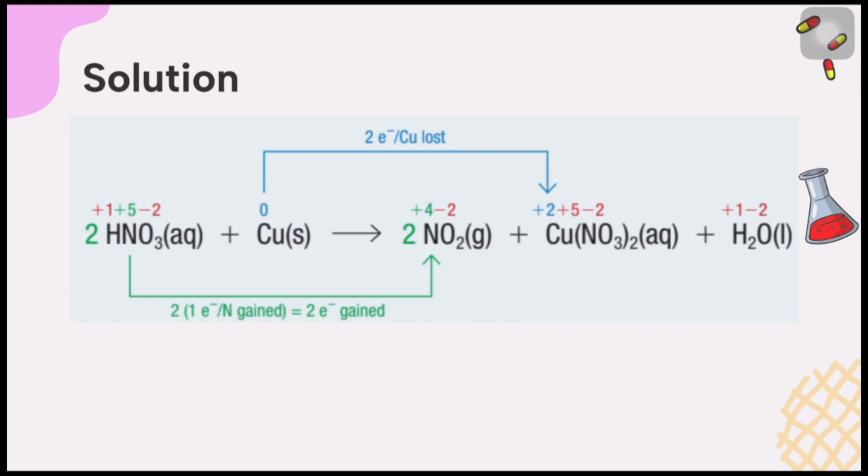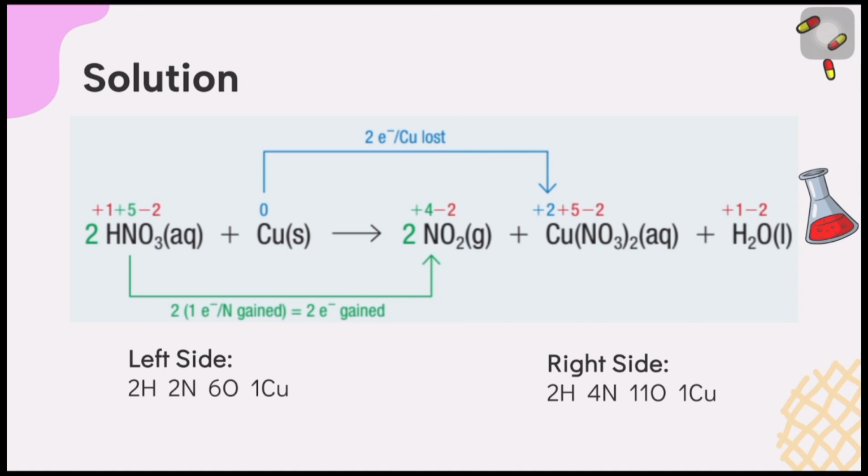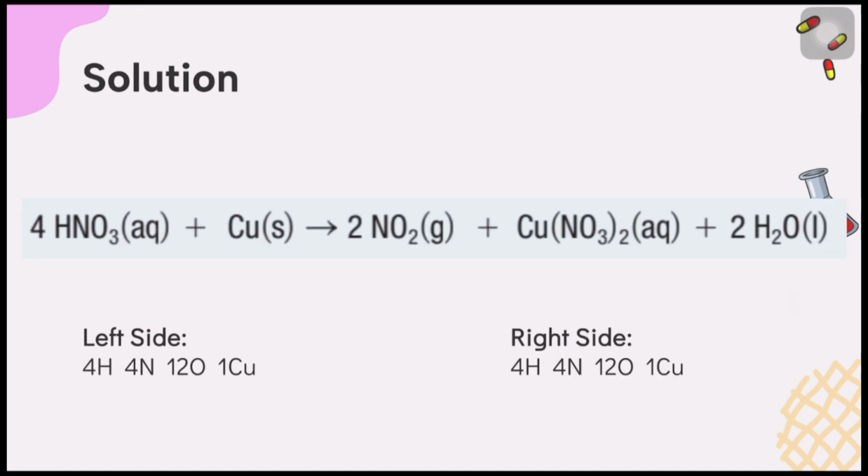Since we multiplied the number of electrons gained by 2, the coefficient for HNO3 and NO2 must be 2. The coefficient of copper remains unchanged. We can check if the elements on the left and right side are equal. Since they are not equal, we multiply HNO3 and H2O by 2 to make them equal.